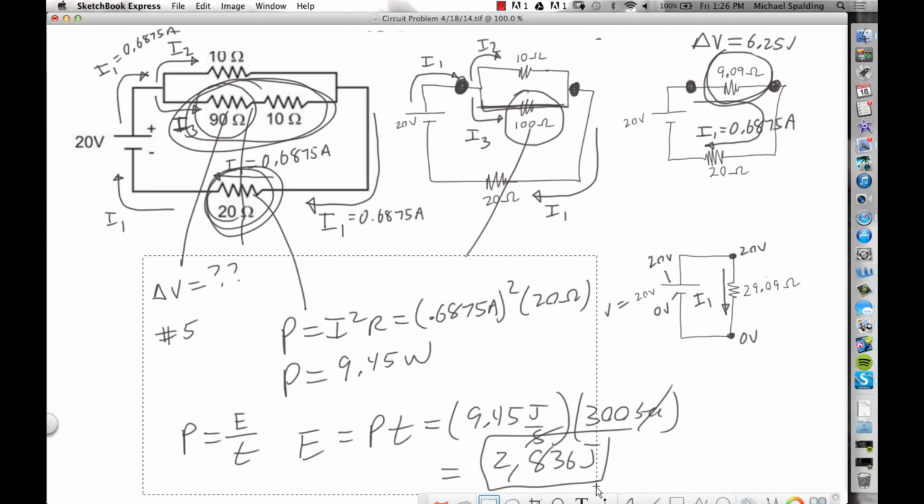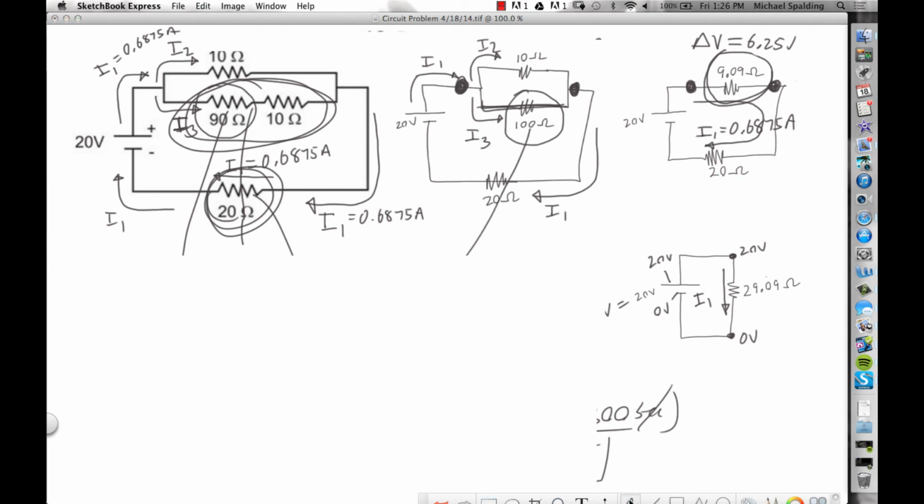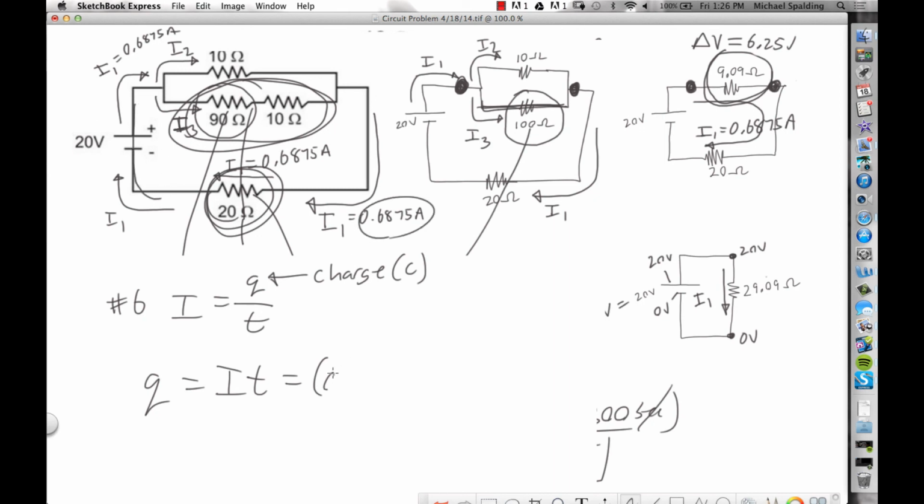Okay, and then second to final question, number six: how many coulombs of charge pass through the battery in 2 minutes? So we use I equals Q over T. Q is the symbol for charge, and charge is measured in coulombs. So Q is going to be I times T. The current through the battery is 0.6875 amps, but an amp is a coulomb per second. So we'll just put coulomb per second. That's equivalent to an amp. And then our time is 120 seconds. Seconds cancel, and we get a charge of 82.5 coulombs.